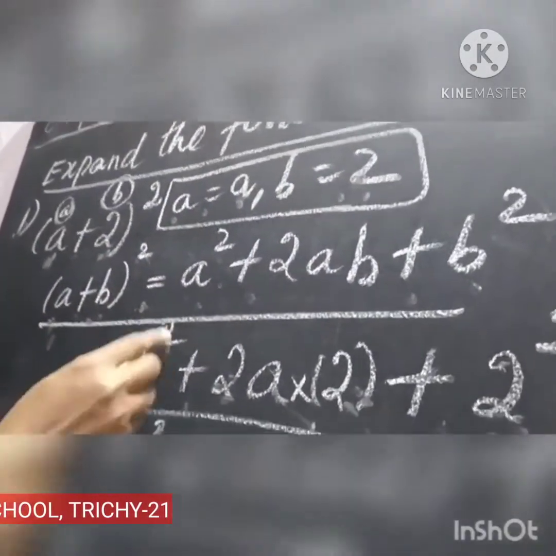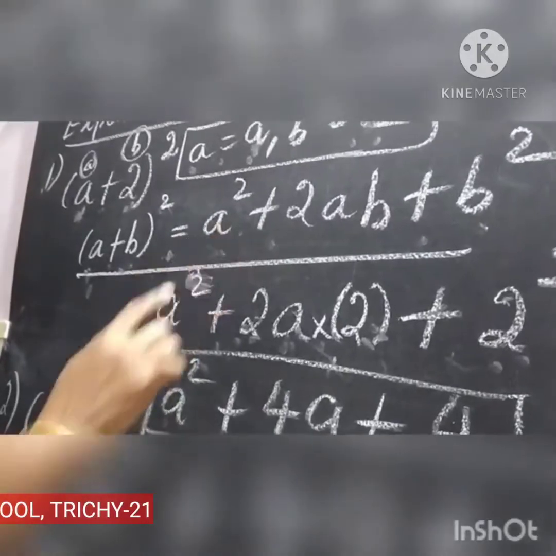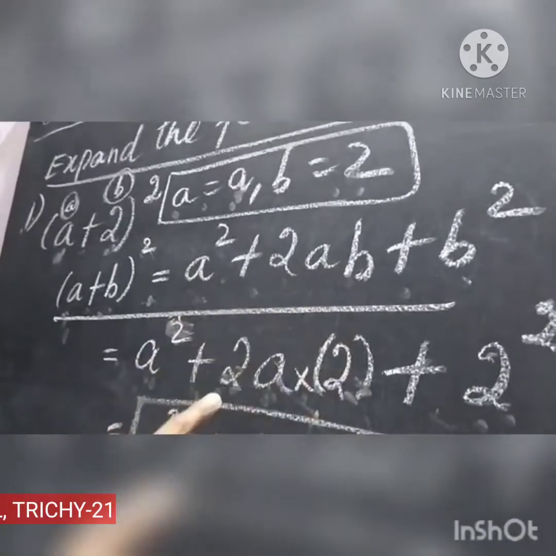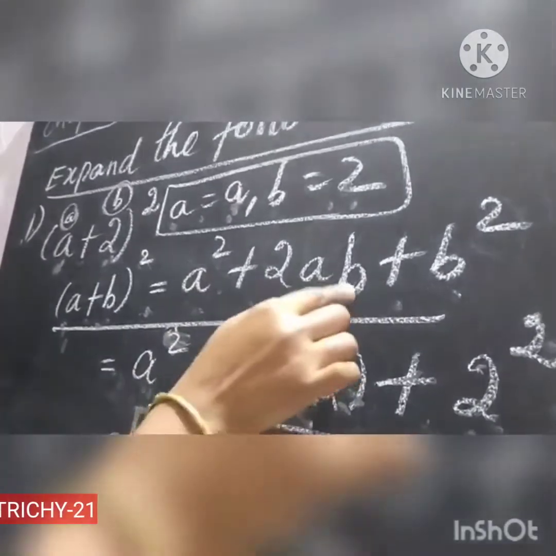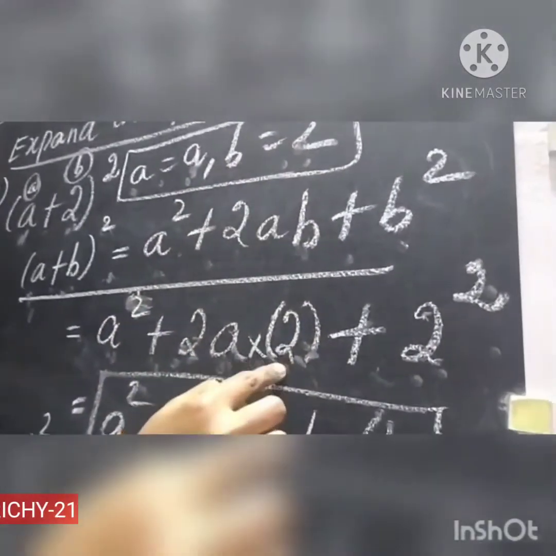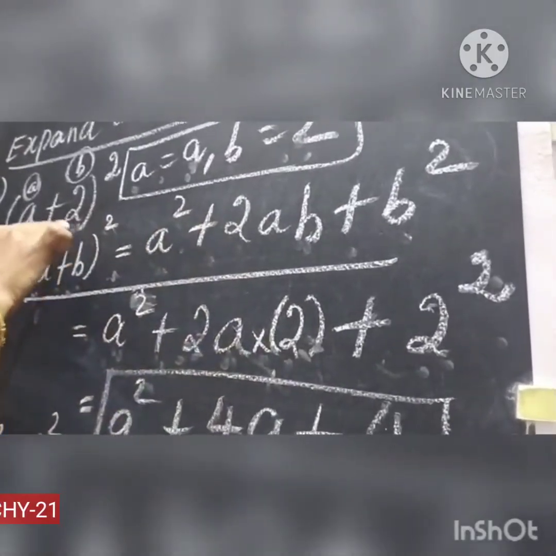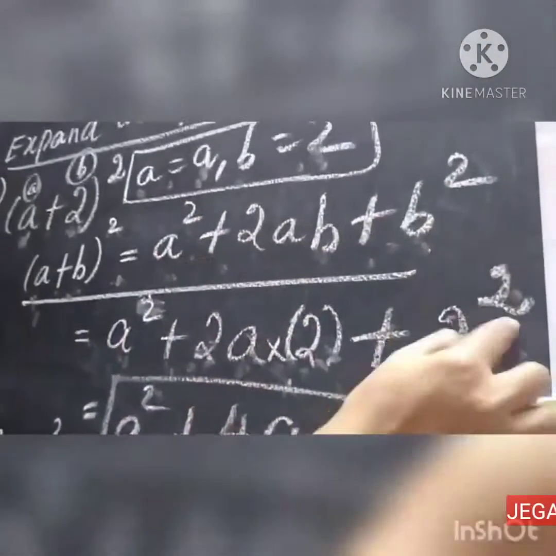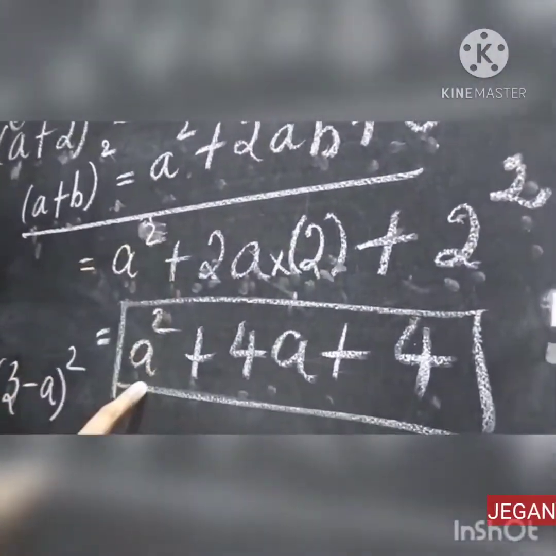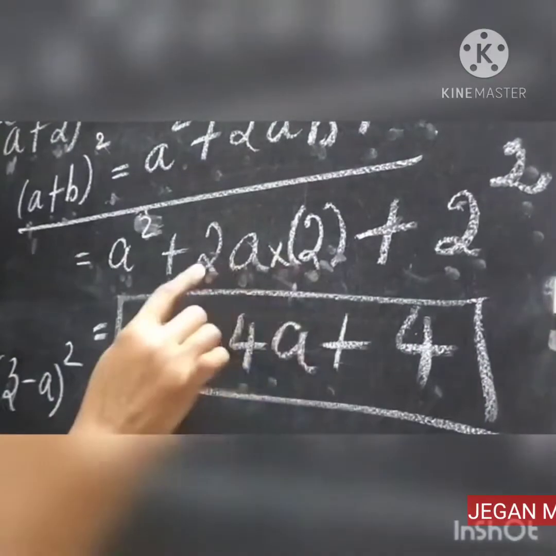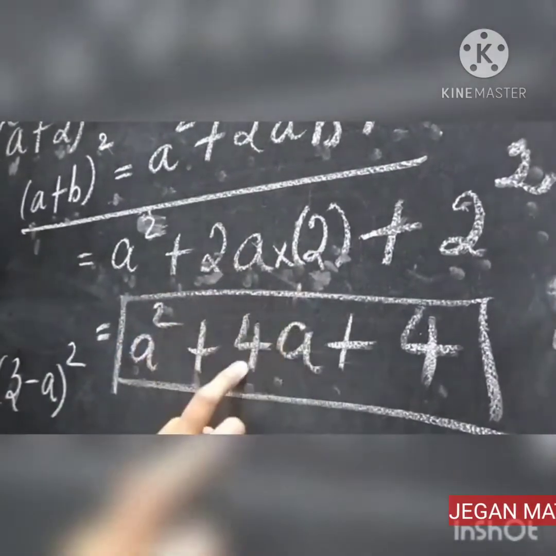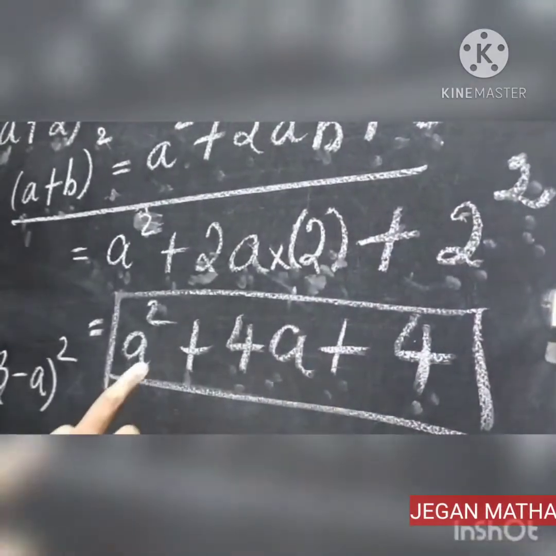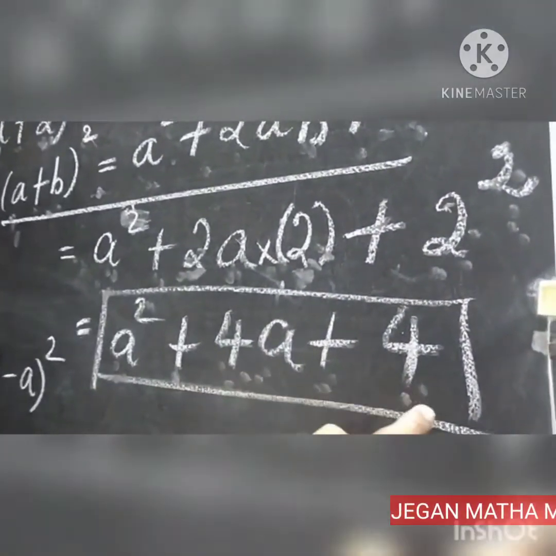So first, a squared. Keep the a squared as it is. Then plus 2ab: 2a into, instead of b, you put the value 2. Then plus b squared, and instead of b it is 2, so 2 squared. So keep a squared as it is, plus 2 into 2, multiply the number 2 into 2, 4a, plus 2 squared means 2 into 2, 4. So the answer is a squared plus 4a plus 4.